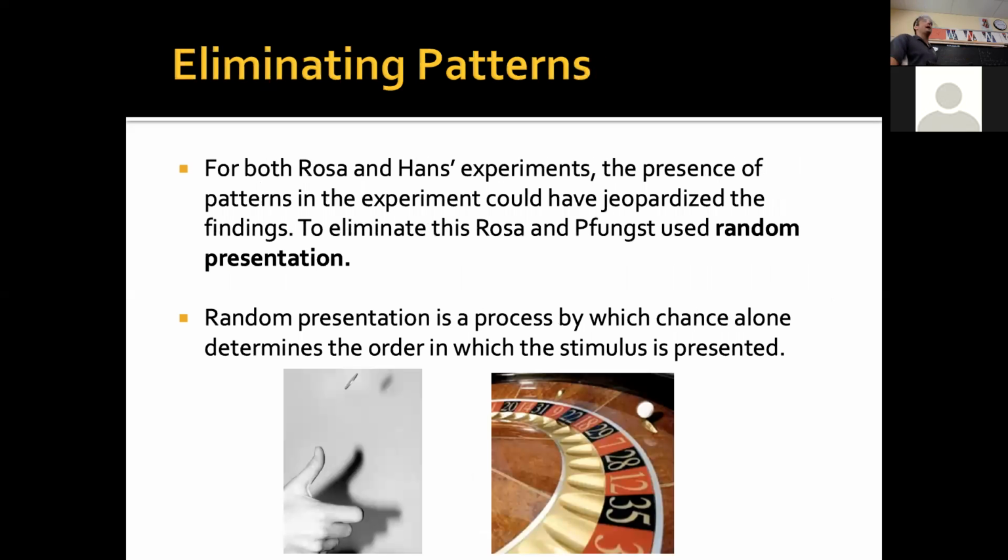All right, so eliminating patterns: randomization, or random presentation. With random presentation, you want to make sure that your study does not have tendencies that the experimentee can pick up on. You want to make sure your study isn't predictable. Does that make sense? So with Emily Rosa's experiment, how does she include randomization within her study? What does she do?